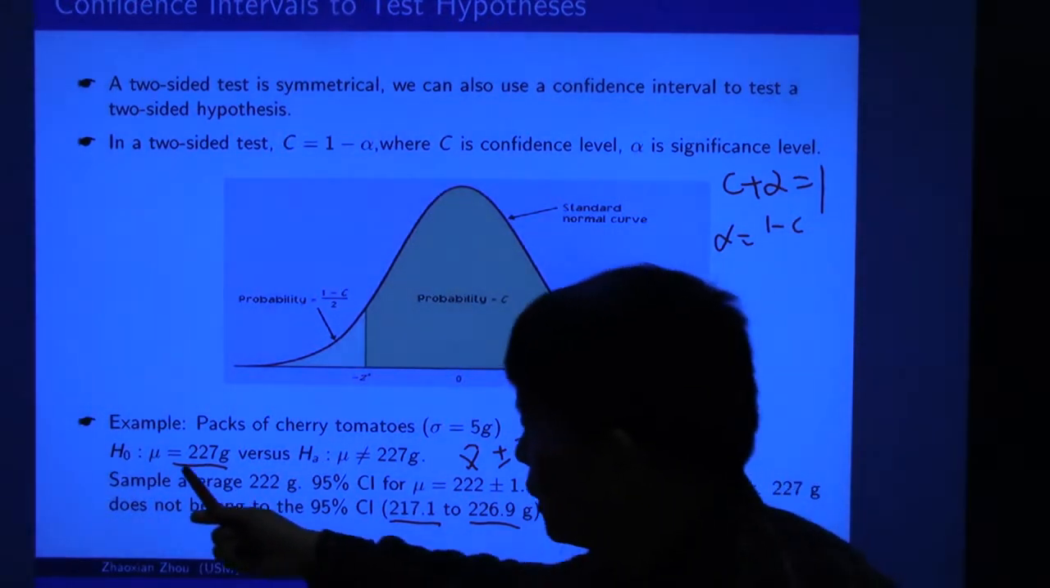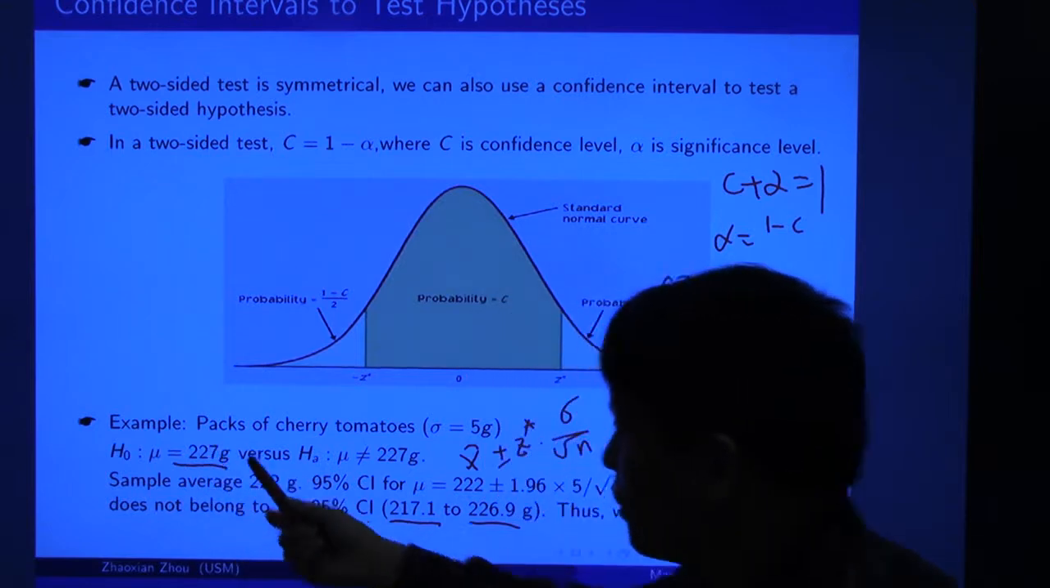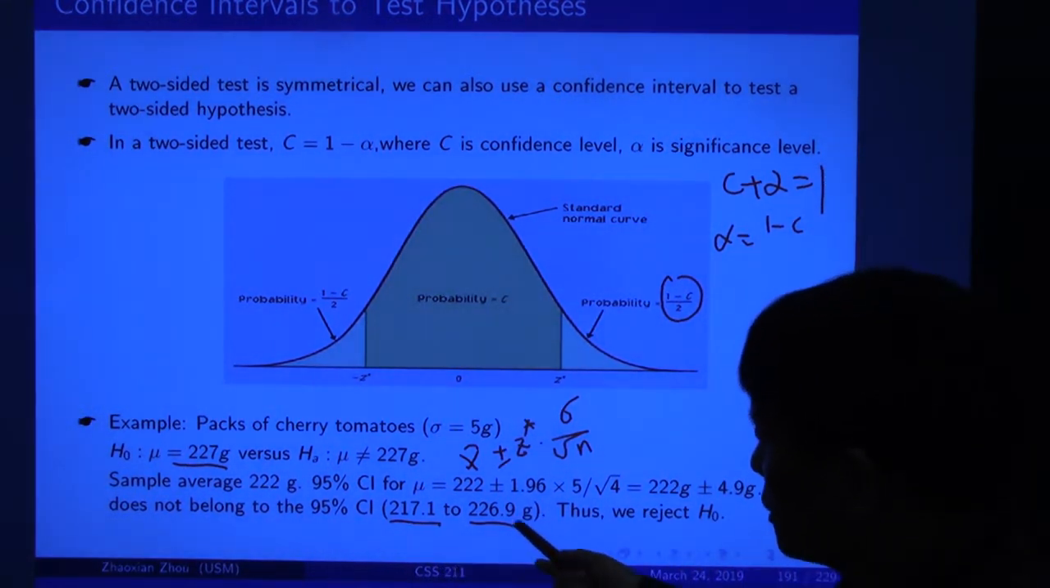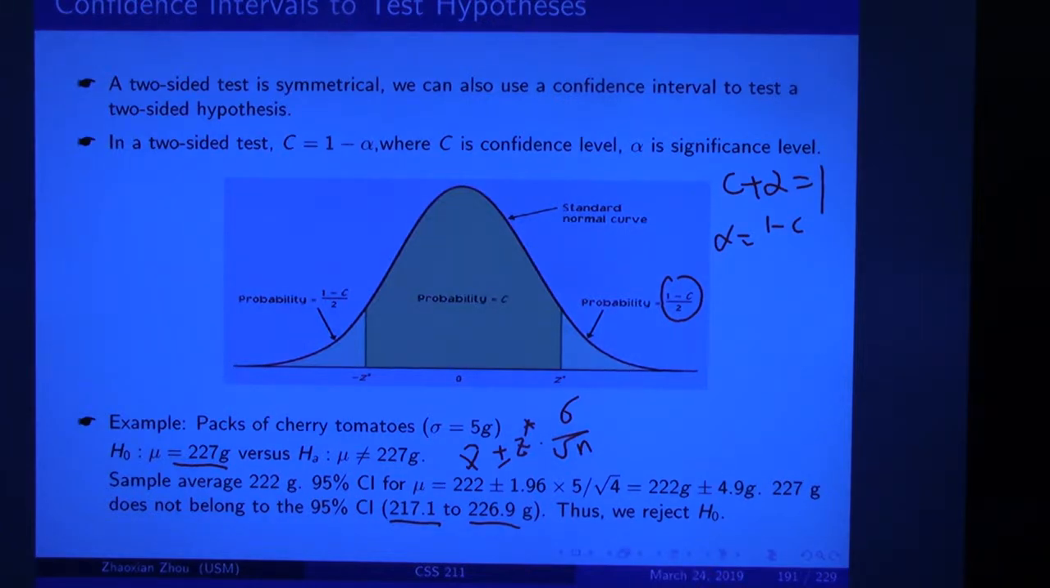Look at the H0. We want to test mu equals 227. 227 is outside this confidence interval. So our conclusion is we reject H0. So this is the relationship between the confidence intervals and the test hypothesis. So they are related.